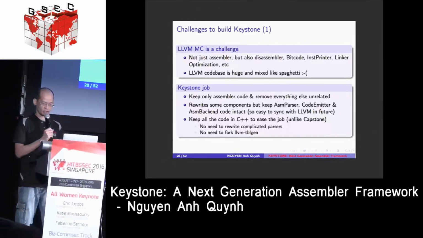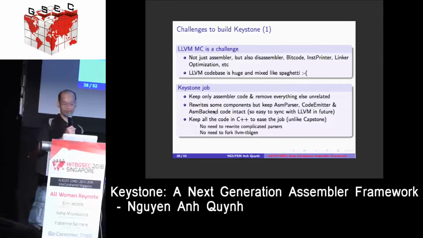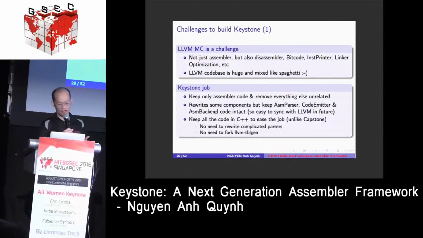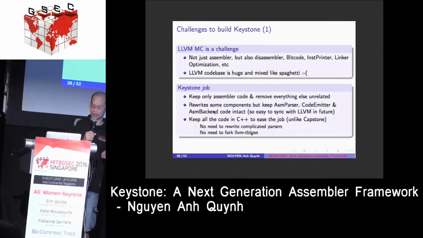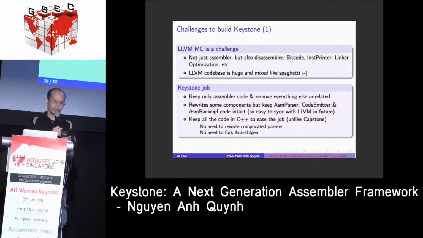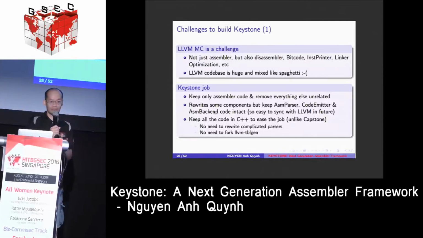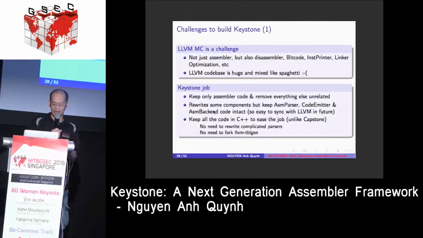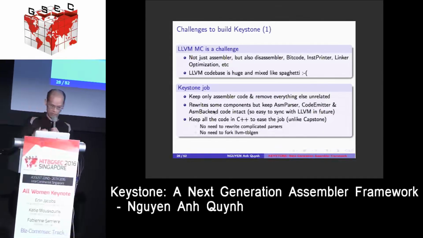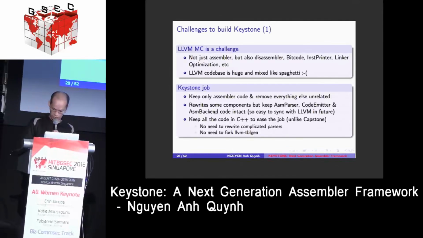One more decision which I think is good is that, unlike Capstone, because I forked LLVM to build Capstone before, but Capstone was in pure C, no C++. But this time I decided I do not want a C project, I keep everything in C++, so it's easier to maintain and to update when LLVM updates. So Keystone was built in C++.